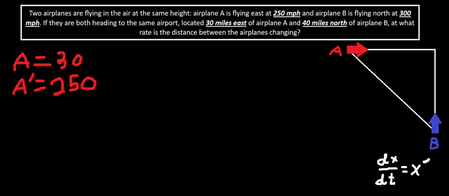Same logic applies to airplane B. So, B is equal to 40. That's its current position. And B prime is, sorry, my bad, 300 miles per hour because that's how fast it's moving.